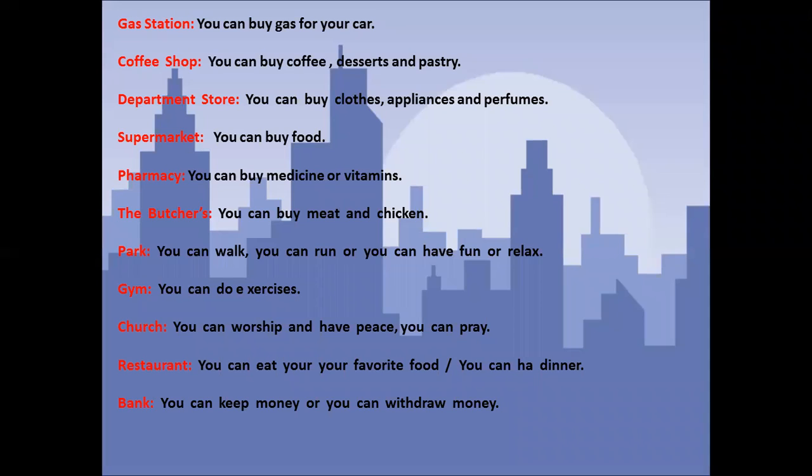Okay, everybody, I will give you 1 minute, just 1 minute. Read the different activities you can do in these places. The different activities you can do in this place, for example, in the gas station, in the coffee shop, department store, supermarket, pharmacy, the butchers, the park, the gym, the church, the restaurant, the bank. Okay? Read and pay attention to the different activities you can do in this place.